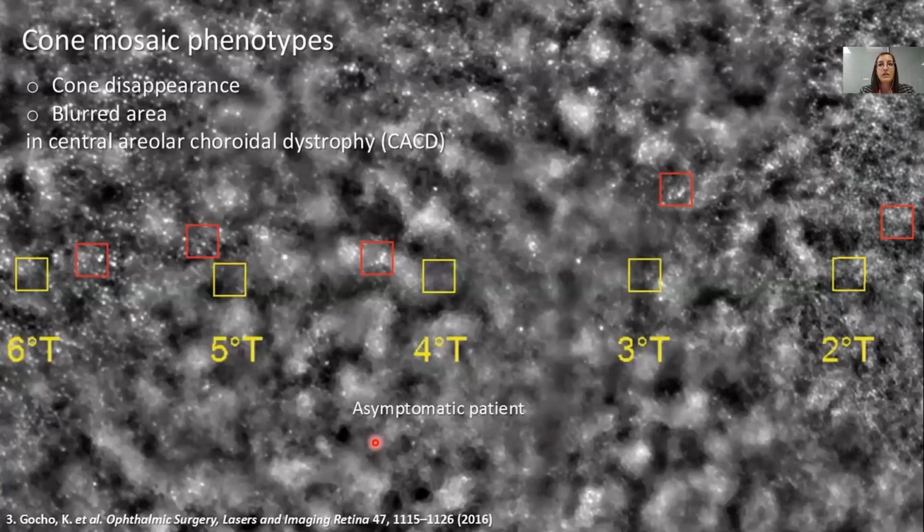So first example is cone disappearance with blurred areas, as observed in this CACD case. Outside of the blurry areas, the cones are visible as small patches. Note that this patient was asymptomatic.